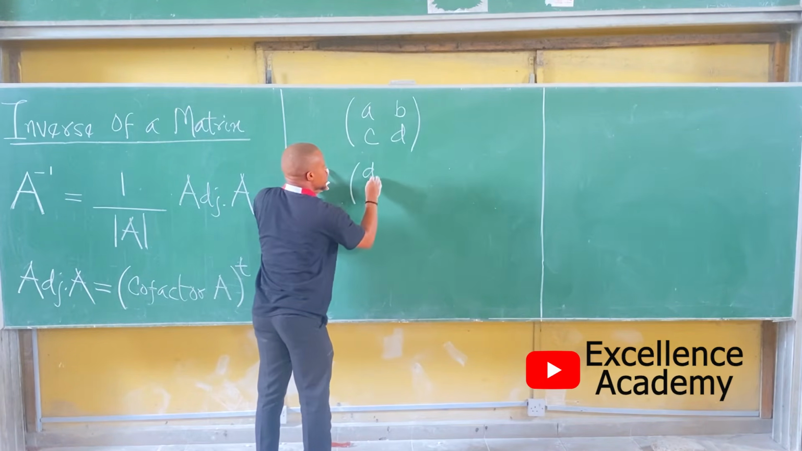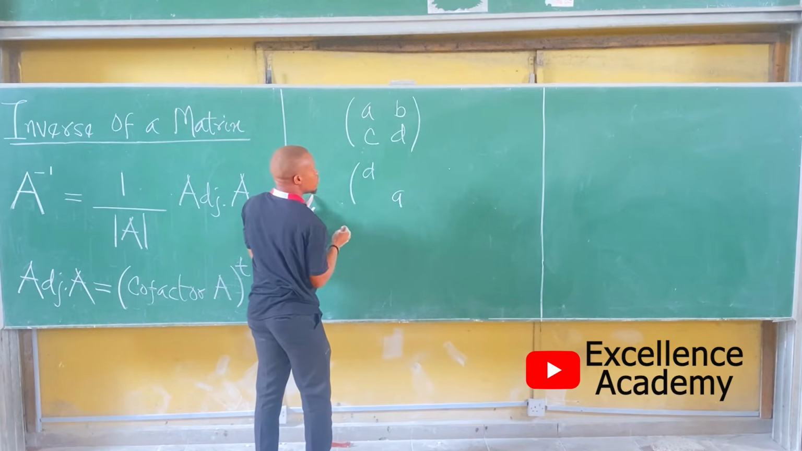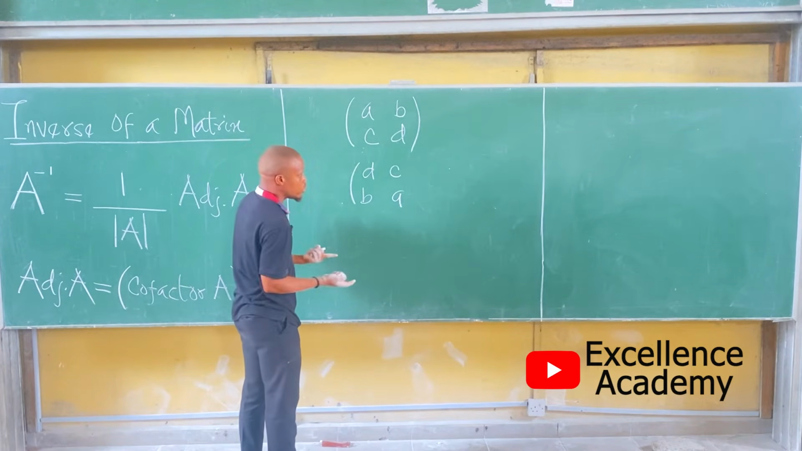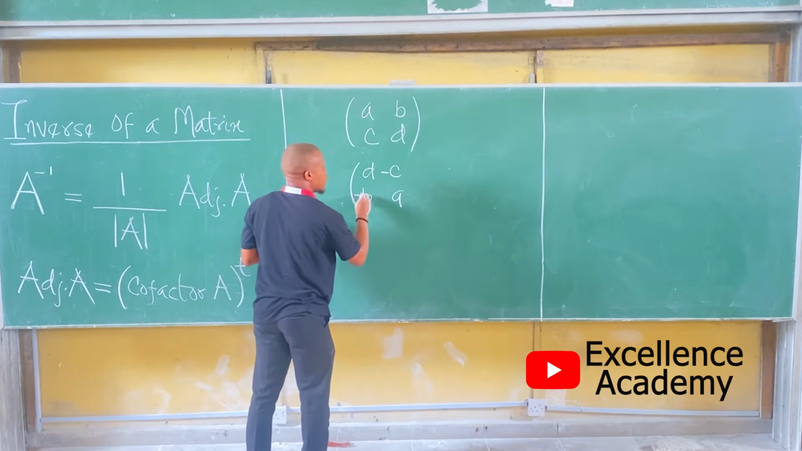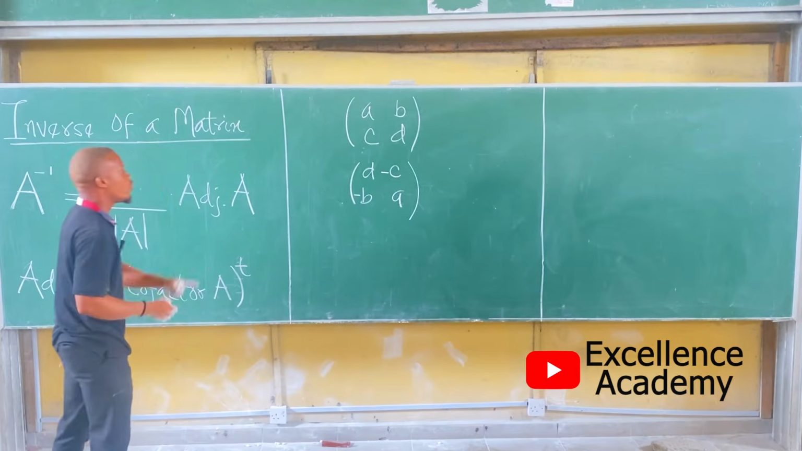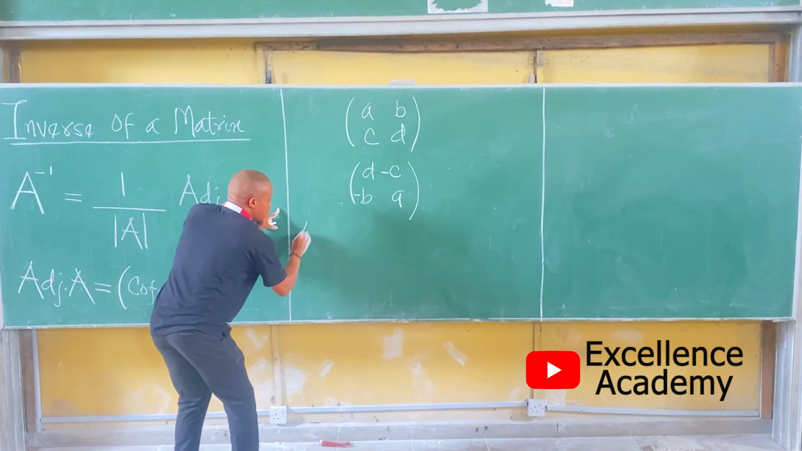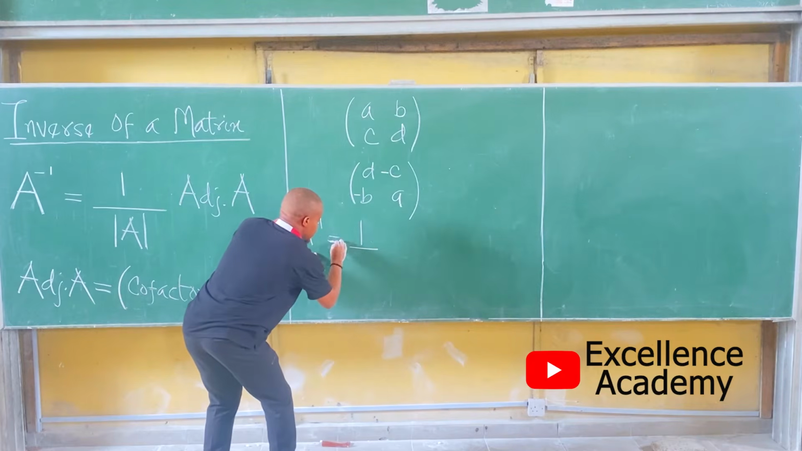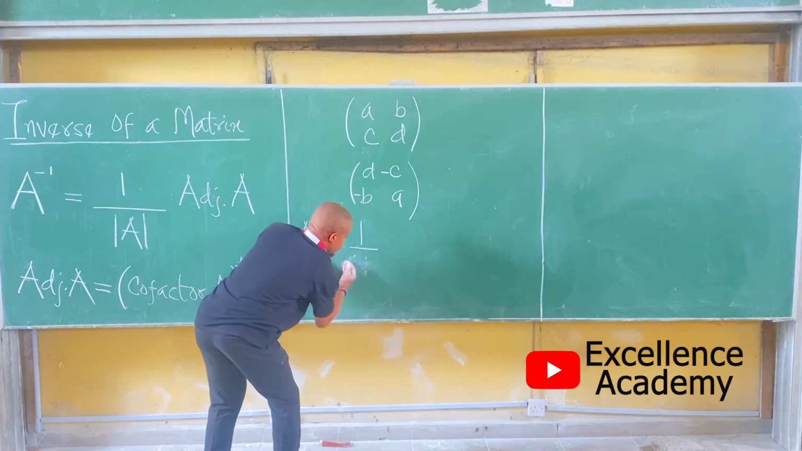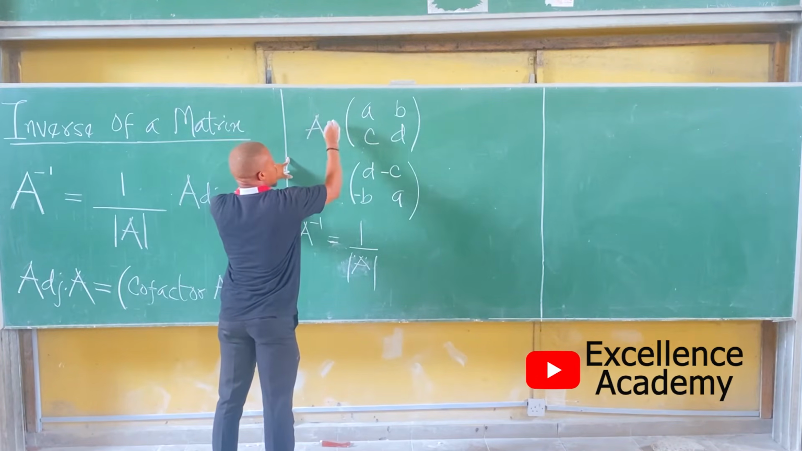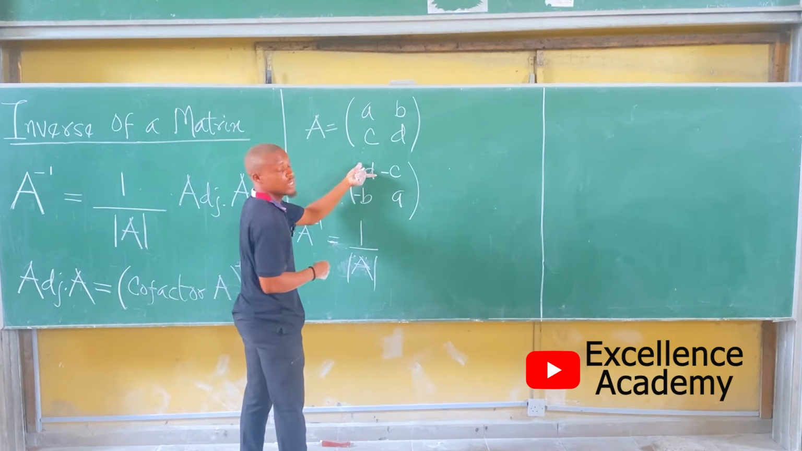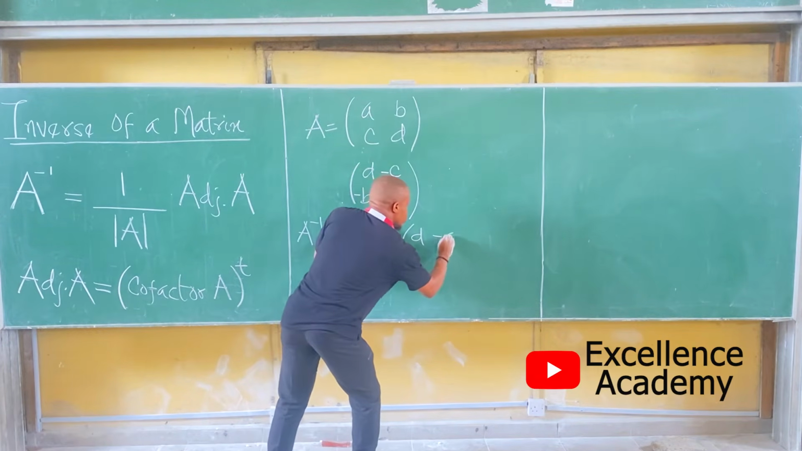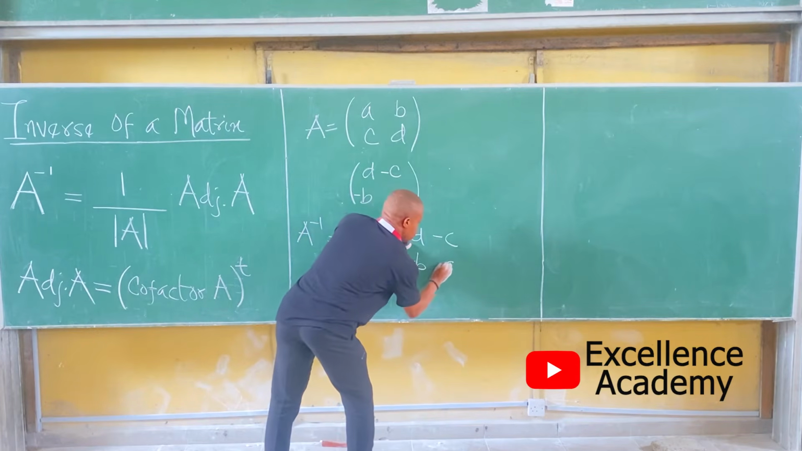For this, I'll get D, A. For your second diagonal, you multiply them by a negative sign, so I'm having minus C and minus B. Therefore, for a 2 by 2 matrix, the inverse becomes 1 over the determinant of this, let's call this A, multiplied by the adjoint, D minus B, minus C and A.